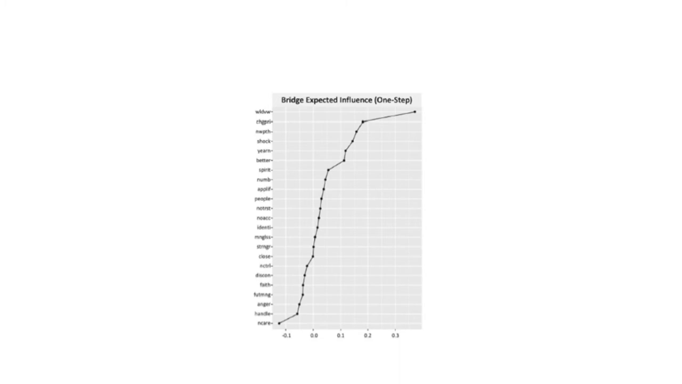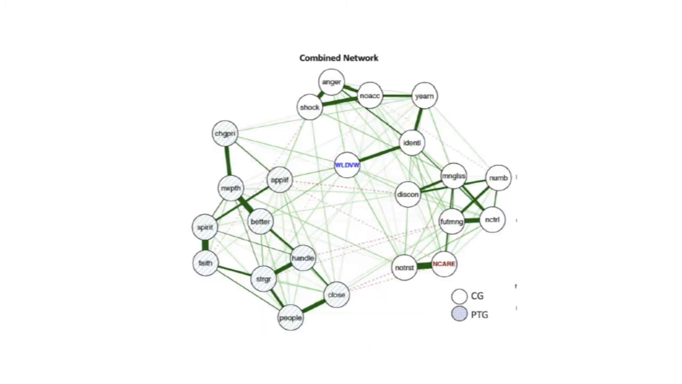Now, when we look down here, way at the bottom, is the grief symptom of no longer caring about other people. Notice that this is negative. Okay, and so what that means here is that this is the bad one to have, so to speak. So you're worse off if you've lost the ability to care for others in terms of the grief symptoms.